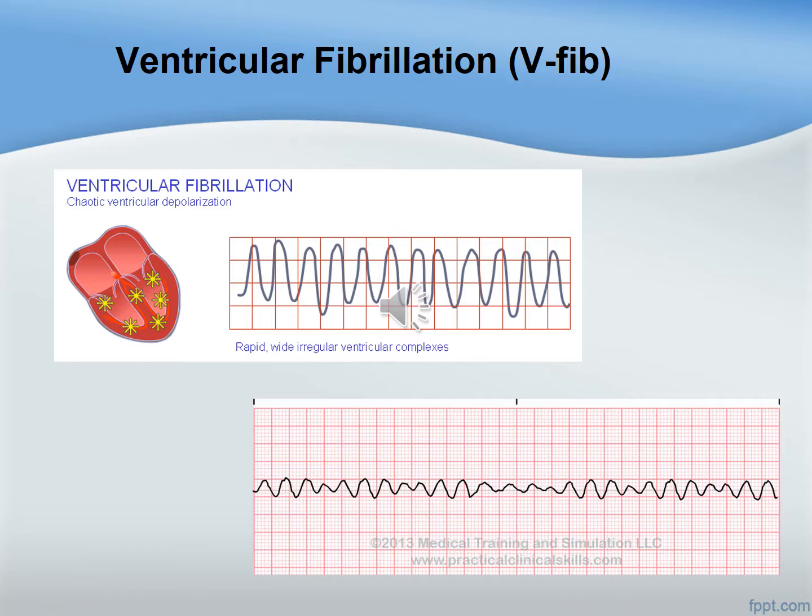On EKG, the rate cannot be determined. The rate is usually greater than 220 beats per minute. The rhythm is irregular. The P waves, the PR interval, and the QRS are not visible.